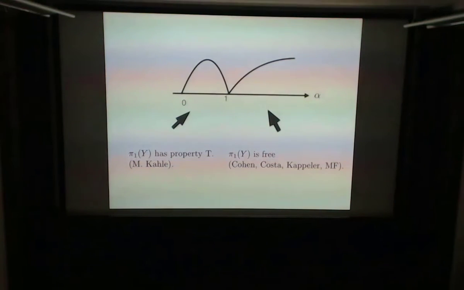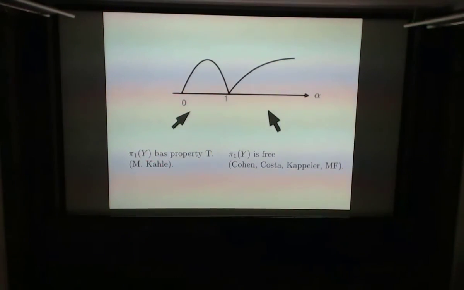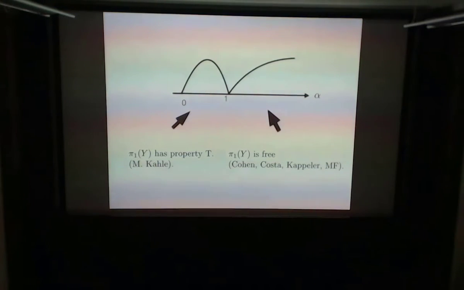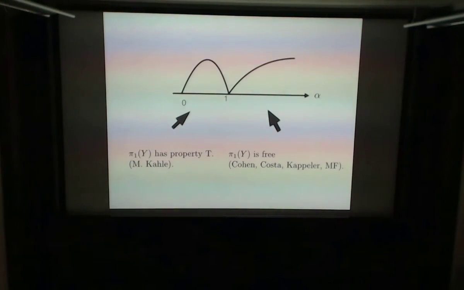Another theorem: the two theorems here, the first says that in this area the fundamental group is free. But when we cross this one, the fundamental group has property T. This was proved by Kahle, and this was proven by Cohen, Costa, Farber, and myself. So from this point of view, there is another surprise. You can see that the fundamental group of a random two-dimensional complex can be either free or has property T.